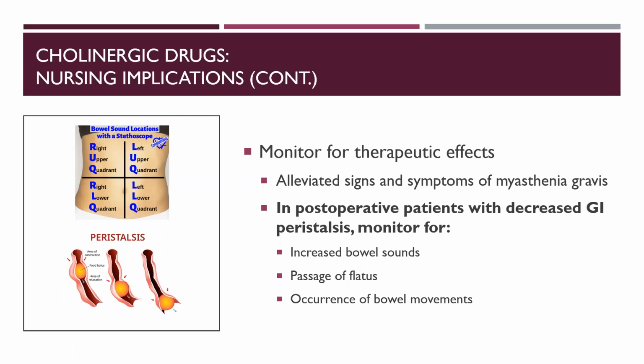Other nursing implications: monitor for therapeutic effects, so alleviated signs and symptoms of myasthenia gravis. In our postoperative patients with decreased GI peristalsis, monitor for increased bowel sounds, passage of flatulence, and occurrence of bowel movements. With our patients, you just want to make sure after they've had that abdominal surgery that they are having those increased bowel sounds if I gave them a cholinergic medication.